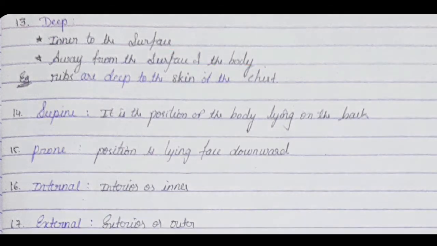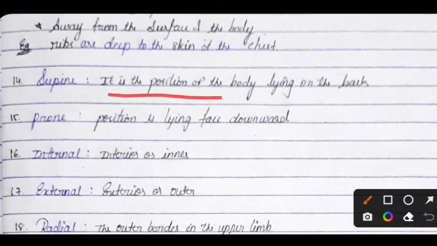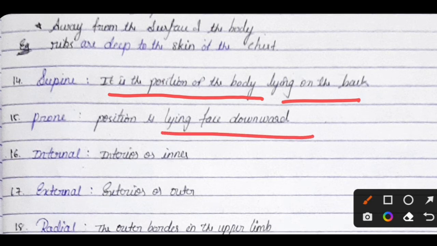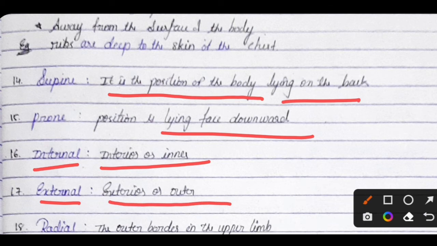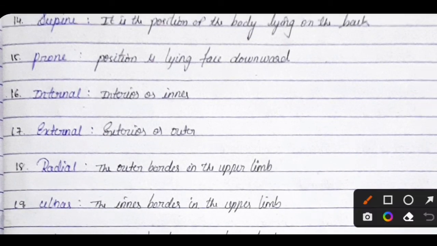Next one is supine, which means in the position of the body lying on the back. And 15th one is prone, position is lying face downward. Next one is 16th one is internal, which means interior or inner. 17th one is external, exterior or outer. Next, 18th one is radial, which means the outer border in the upper limb. Ulnar, the inner border in the upper limb.